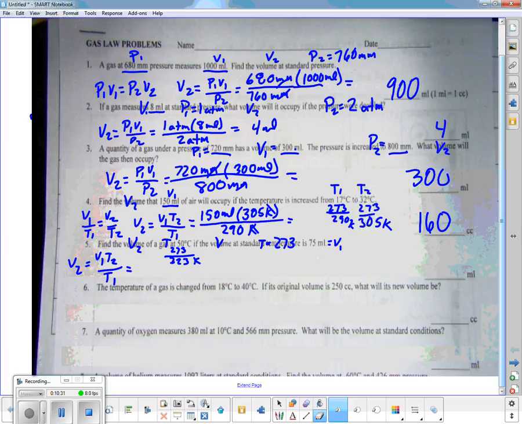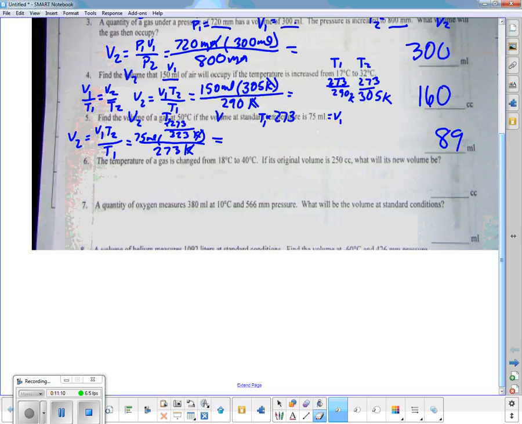So if this one goes with this, that's T1, this one would be T2. Okay. So we got 75 milliliters times T2, which is right there, divided by T1, which is 273K. K's go out. 89. Okay, I'm going to extend this up. Okay, here we go, next one.